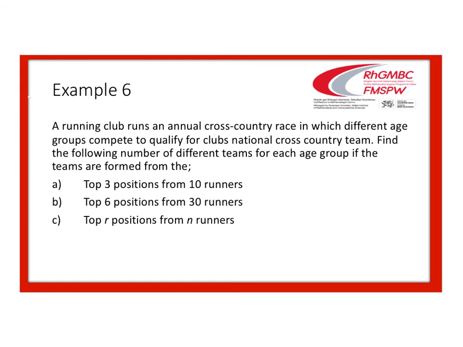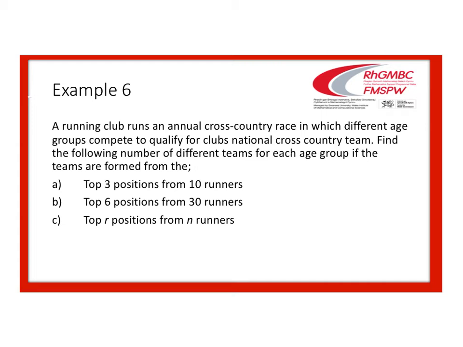A running club runs an annual cross-country race in which different age groups compete to qualify for the club's national cross-country team. Find the following number of different teams for each age group if the teams are formed from A, the top 3 positions from 10 runners, B, the top 6 positions from 30 runners, and C, the top r positions from n runners.